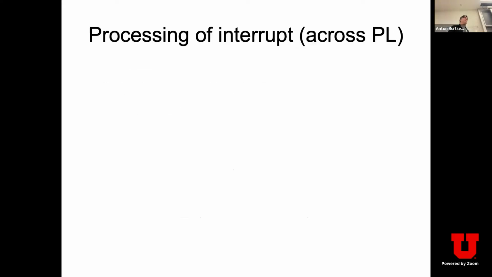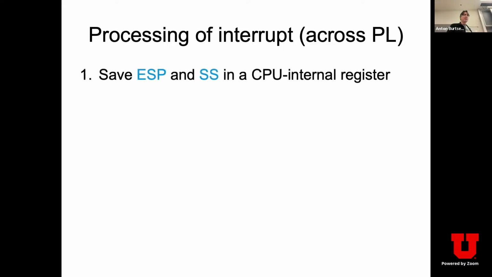Here's the full path. We have this slide for processing the interrupt at the same privilege level, but now let's take a look at what happens when we change the privilege level. So the hardware saves these two registers because now they change. We said when you're running at the same privilege level, you don't have to change the stack. But here, since ESP and stack segment are changing, we have to save the old ones.